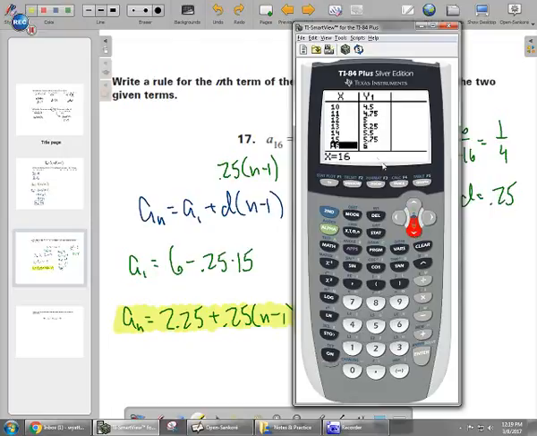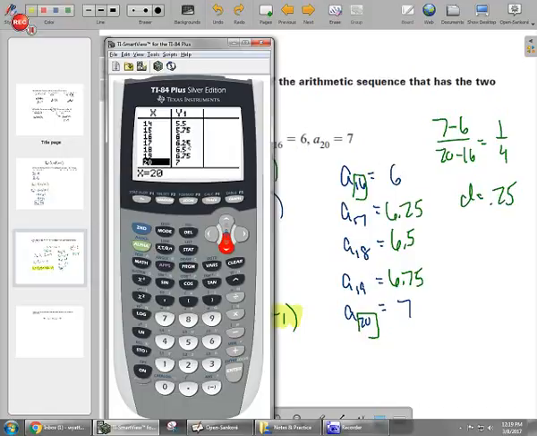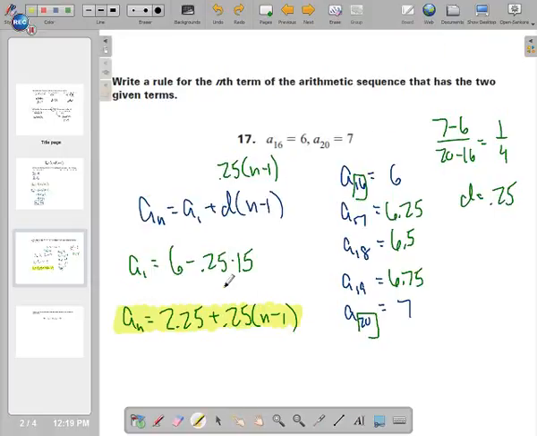So at 16, I should have 6. Good. 1, 2, 3, 4. Right there. So 6, 6.25, 6.5, 6.75, 7. So a sub 16 is 6, and a sub 20 is 7. Awesome. So I know I did it right.